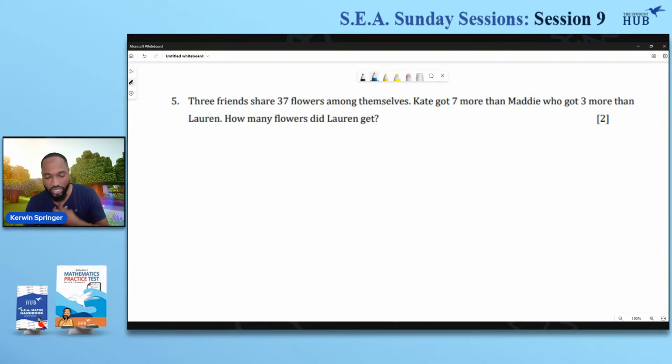Most of the time, they're trying to find the person who has the first block in the block diagram. So in the block diagram, you're trying to find the person who has the least amount of stuff on their name. Katie got 7 more than Maddie. Maddie got 3 more than Lauren. You understand? So Lauren seems like to be the best person to start with. Usually it's the person at the end.